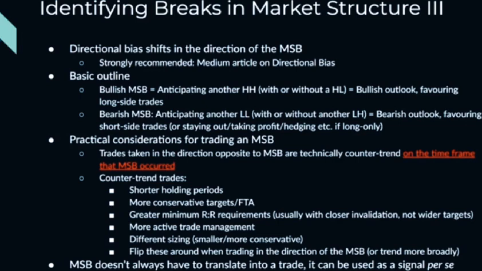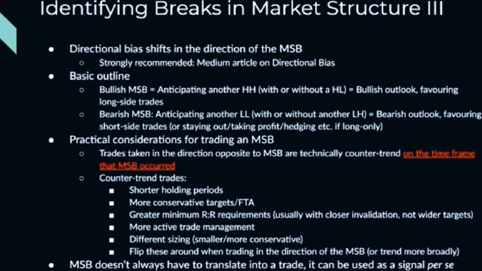What are some of those considerations, or what might those considerations translate into during a trade? Well, shorter holding periods, for one, more conservative targets, closing trades at FTA, first trouble area, greater minimum risk reward requirements, usually with closer invalidation, not wider targets.